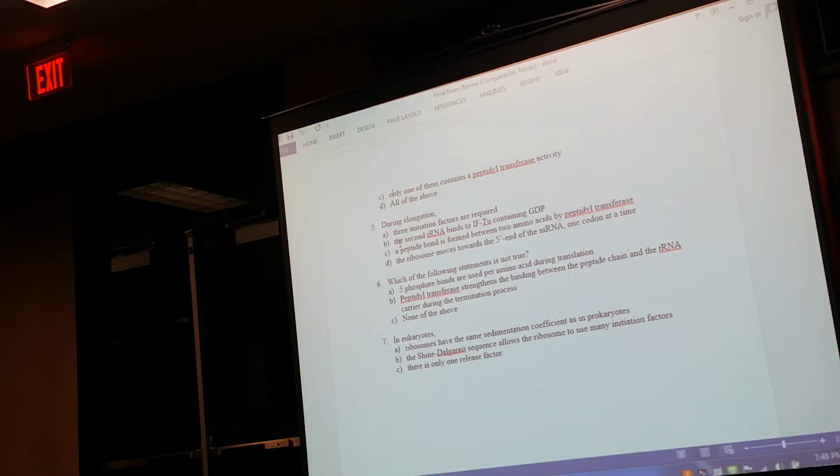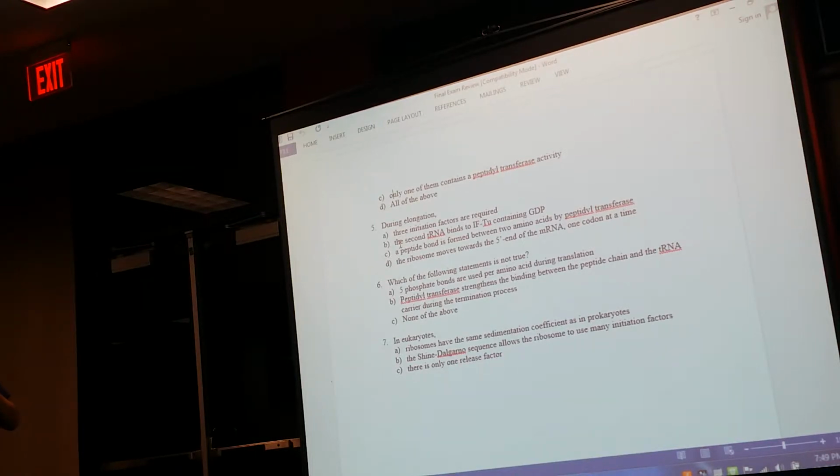Both are correct. Peptidyltransferase strengthens the binding between the peptide chain and the tRNA during the termination process. Strengthens the binding during termination? No. That doesn't sound correct. That's incorrect because in termination you want to dissociate.